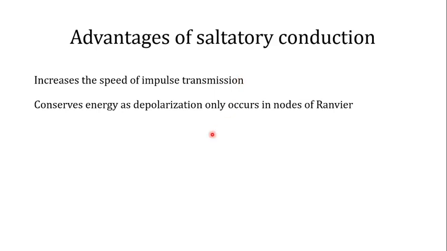It also conserves energy, as depolarization only occurs in the nodes of Ranvier, as I've told you, because the ion channels are only present in these nodes of Ranvier. Now, when the action potential reaches the axon terminal, it is responsible for the release of neurotransmitters. When the neurotransmitters are released into the synaptic cleft, they interact with the receptors on the postsynaptic neuron, and this process of message transfer continues until a cellular response is generated. How that happens, I'll focus on in the next video.